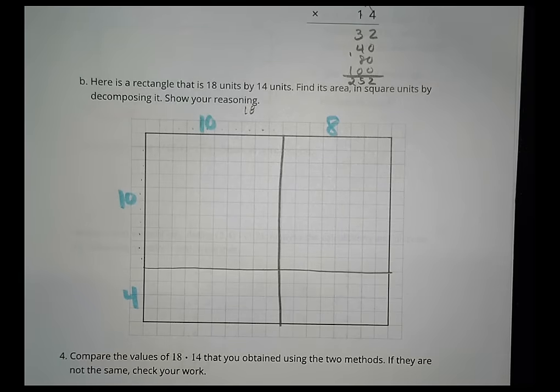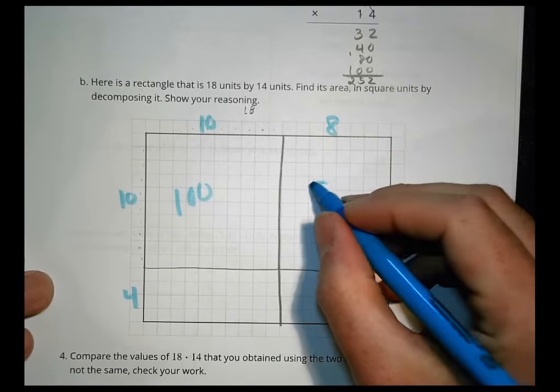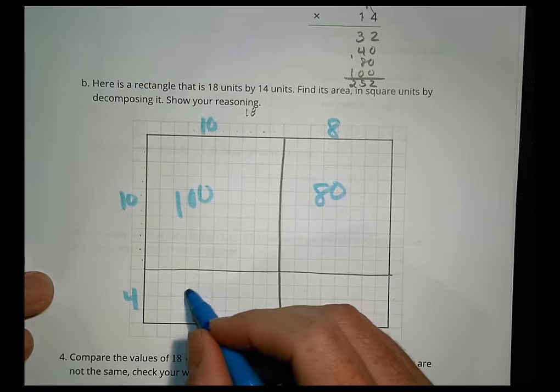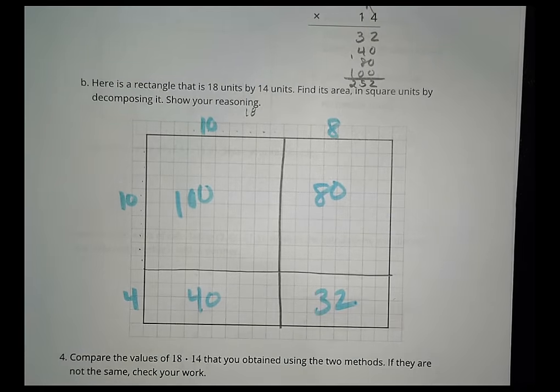So in total, I have 100 here. 10 times 8 is 80 there. 10 times 4 is 40 there. And 8 times 4 is 32 there.